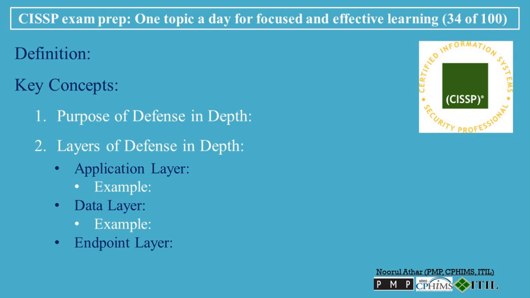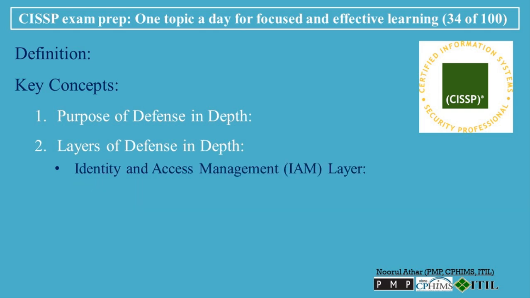Controls include antivirus software, endpoint detection and response (EDR), patch management, and mobile device management (MDM). Example: EDR solutions detect and respond to suspicious activity on endpoints, such as malware infections or unauthorized software installations. Identity and access management (IAM) layer, manages user identities and access rights to systems and data. Controls include multi-factor authentication, MFA, single sign-on, SSO, role-based access control, RBAC, and least privilege principles.